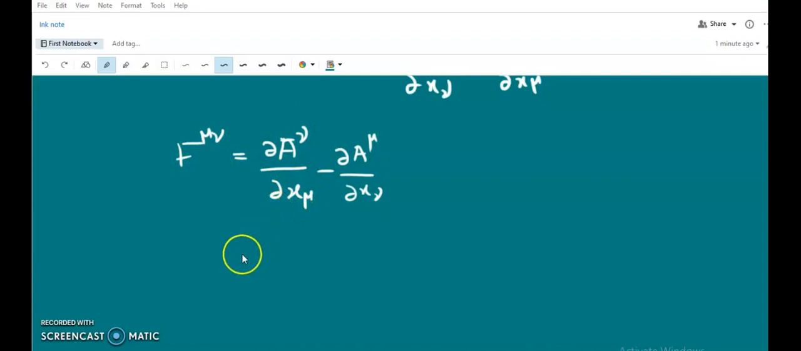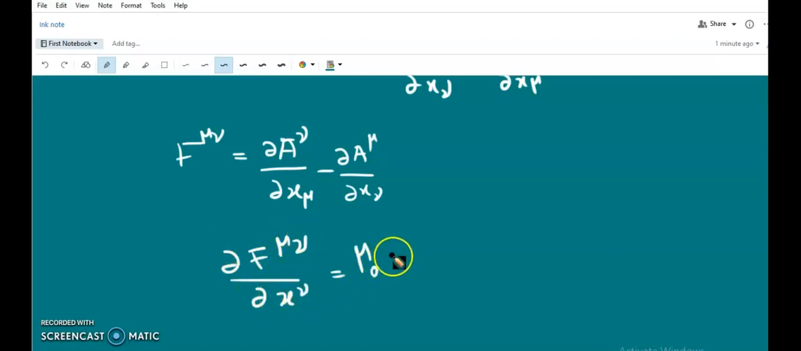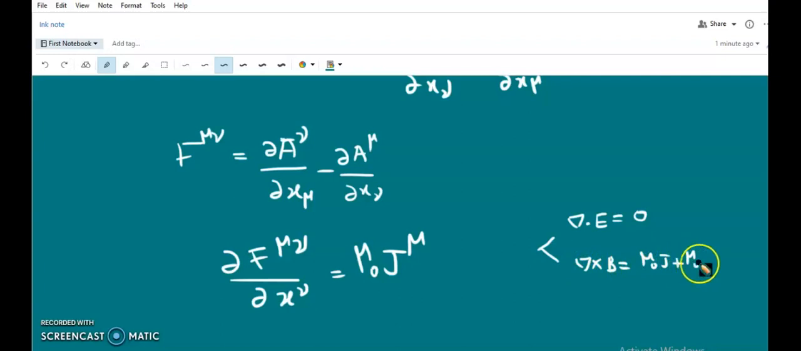And we already know the Maxwell equation, which is given by ∂F^{μν}/∂x^μ equal to μ0 J^ν. So this is the Maxwell equation in relativistic form in terms of the field tensor. We have seen that these equations are equivalent to ∇·E equal to ρ/ε0 and ∇ × B equal to μ0 J plus μ0 ε0 ∂E/∂t.